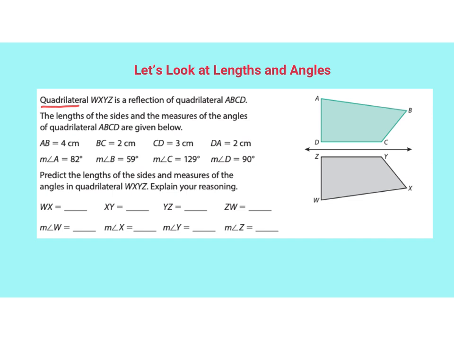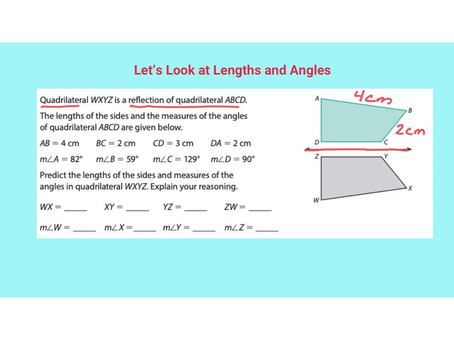And they say that it is a reflection of A, B, C, D. So sometimes we can use different letters instead of primes. So here we have our reflecting line or our folding line, and they give you some lengths. So this is where you see your line segments and your lengths. So AB, they told you is 4 centimeters. And they told you that BC is 2 centimeters.